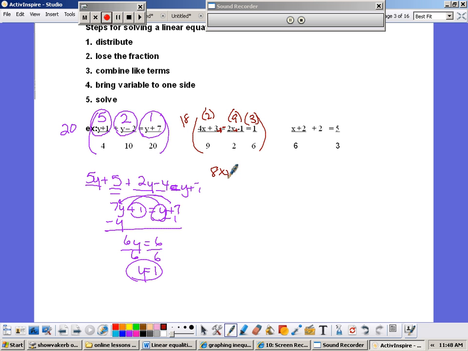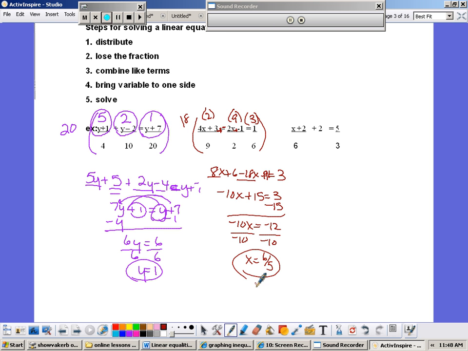8x plus 6 minus 18x plus 9 equals 3. So I have negative 10x plus 15 equals 3. Subtract 15. Negative 10x equals negative 12. Divide by negative 10. X is 6/5. Now remember, we use improper fractions, not mixed numbers.